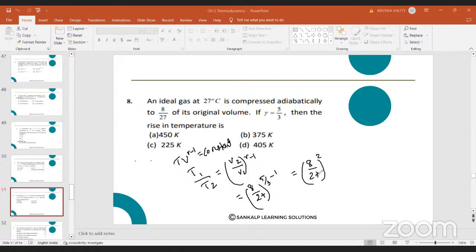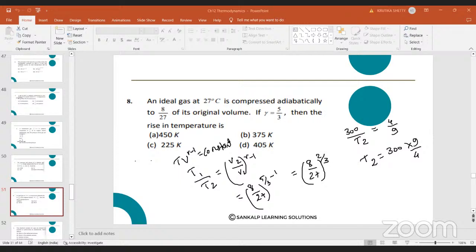Now see what T1 is: they are saying 27 degrees Celsius. In terms of Kelvin, it is 300 Kelvin, right? Substitute T1 as 300 upon T2, which is equal to 8 by 27 to the power of 2 by 3, which is nothing but 4 by 9. I require only T2, therefore T2 is equal to 300 into 9 by 4. So what is the answer?